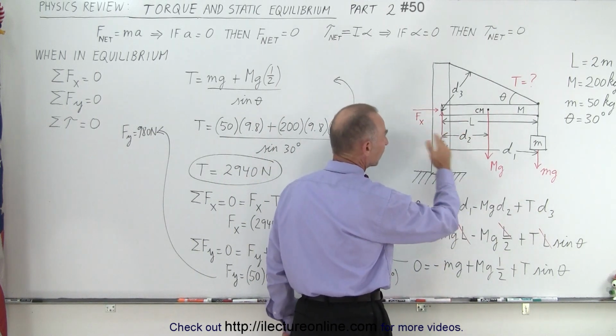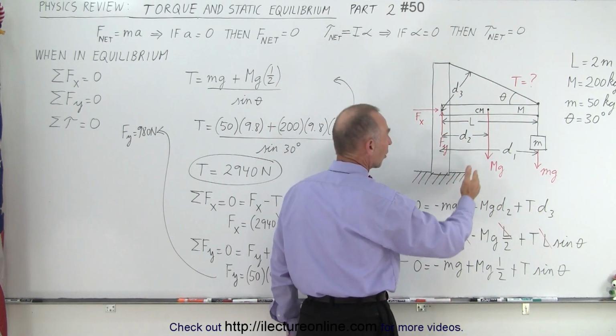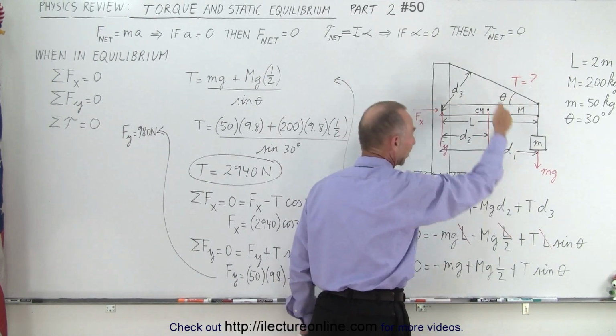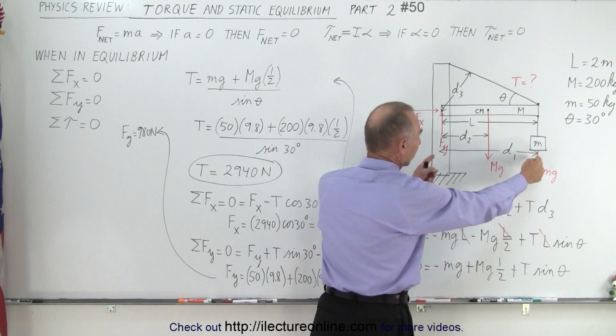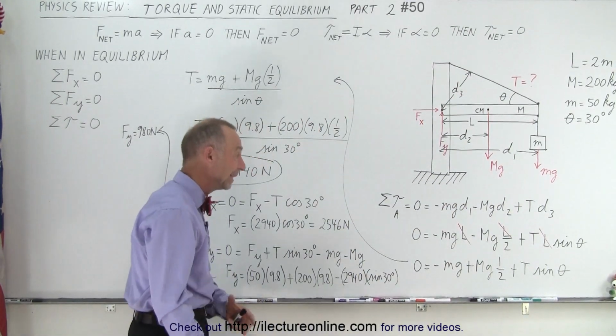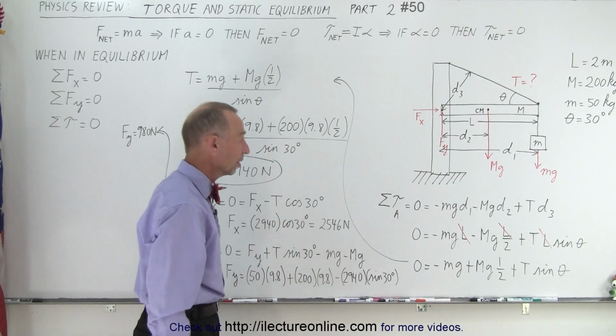We simply take the perpendicular distance from the point of rotation to where the force is acting, to the line of action of the force. So when you first plug in the distances, D1, D2, D3, it makes it really easier to solve the problem. And then you figure out what each of the distances are.